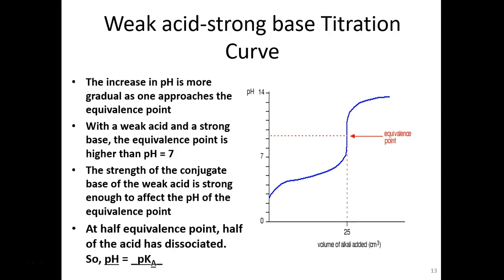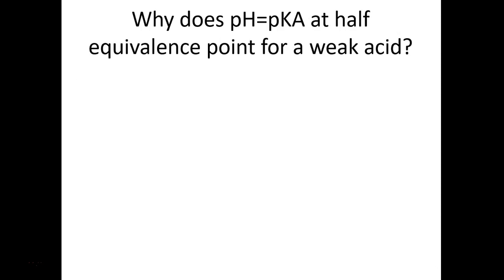Now, an interesting thing we can do with this titration curve is use it to find the pKa of our weak acid. The equivalence point is at 25 milliliters, so the half equivalence point would be at 12.5 milliliters. At the half equivalence point, half of the acid has been neutralized, which makes sense because at the equivalence point, all of it has been. What this means is that pH equals pKa at the half equivalence point. So let me show you why.